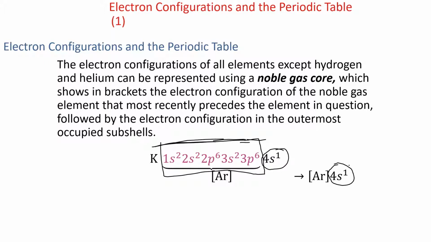So if you look at potassium on your periodic table, potassium is in period 4. And so the closest noble gas before it is argon. Argon is the very last noble gas in period 3. So it's always the noble gas before the element you're looking at. If I wanted the electron configuration for calcium, we could say it is argon 4s2. Calcium has 1 more electron than potassium. It's just to the right of potassium on the periodic table.